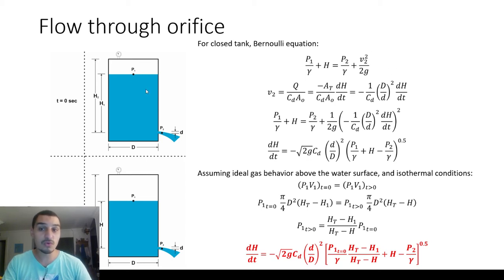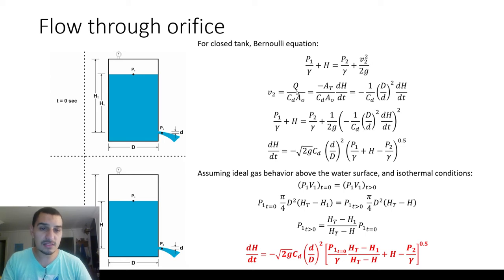Of course, we will not get rid of the pressure here because P1 is a variable now. So P1 over gamma plus H equals, where H is the height at any time t, P2 divided by gamma plus V2 squared over 2g. And again, if you do the same thing, get V2 on one side just to get the Q. So we can say that Q equals V2 multiplied by Cd A0. So V2 can be obtained in this form.